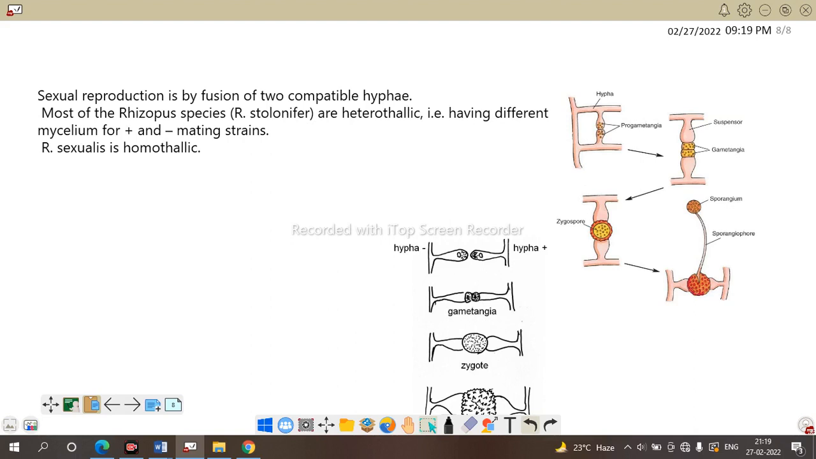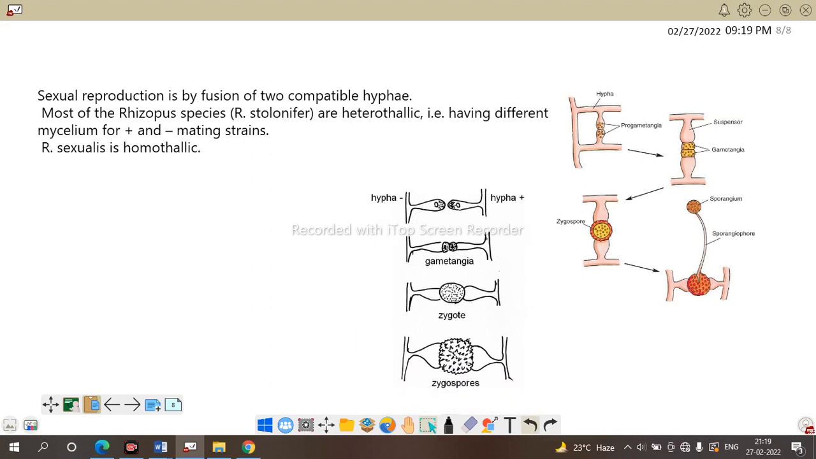Zygospore develops a sporangium as in sporangiospore, and sporangium is the spore bearing organ. Sporangium ruptures and the spores come out during favorable condition. It germinates to form a new mycelia. Here we finish with structure and reproduction, overall the life cycle of Rhizopus.